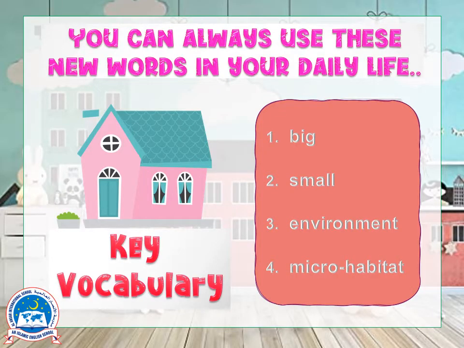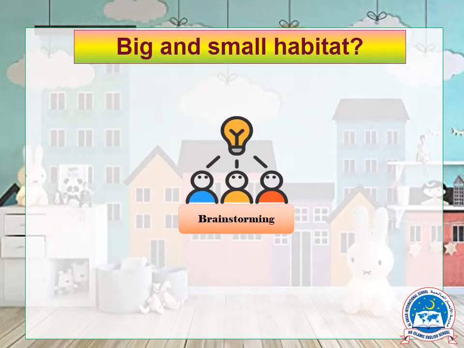Here we go. These are your keywords. On number 1, we have the word big. Number 2, small. Number 3, environment. And number 4, habitat, microhabitat. Word micro means small, very small, tiny. So on number 4, we have a new word that you're learning today, microhabitat.